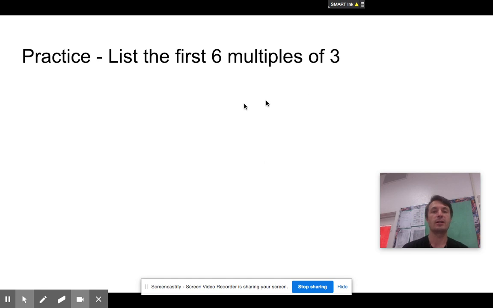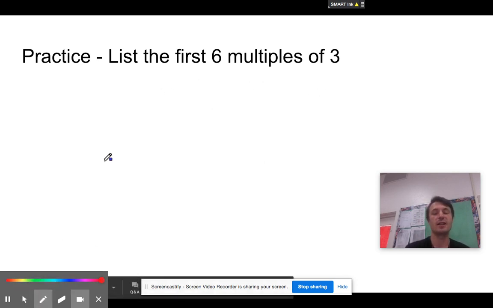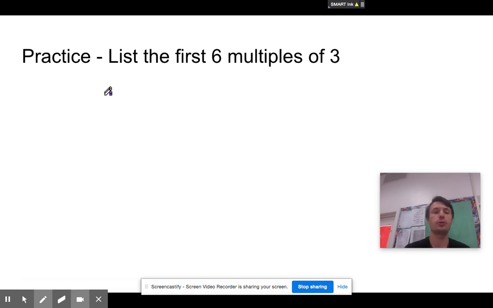Okay, let's practice. Let's list the first 6 multiples of 3. Now notice it doesn't say let's list all the multiples of 3 because that would be impossible. Multiples go on forever. We're just going to list the first 6 multiples of 3. And in order to do that, all we have to do is count by 3s. So we start with 3.